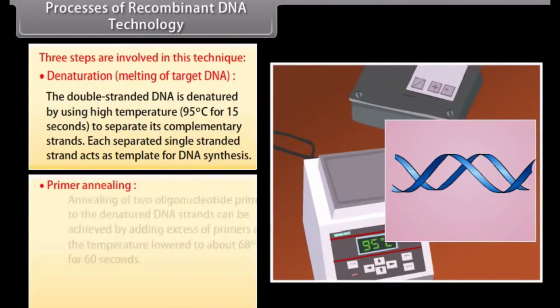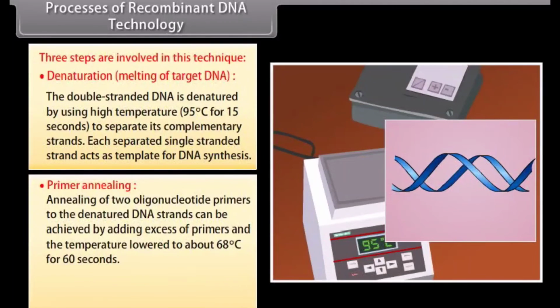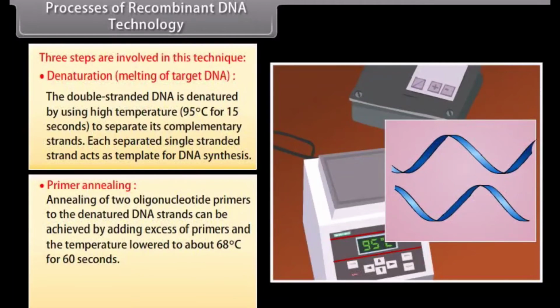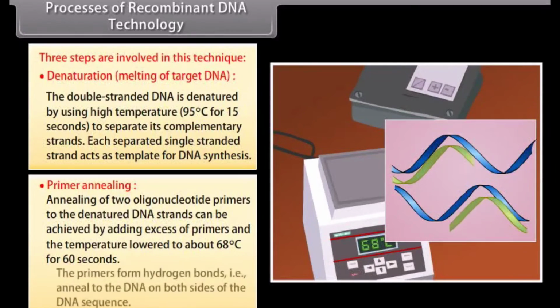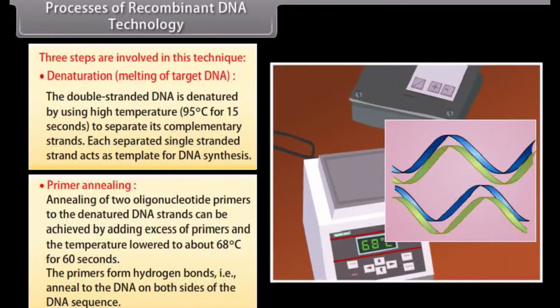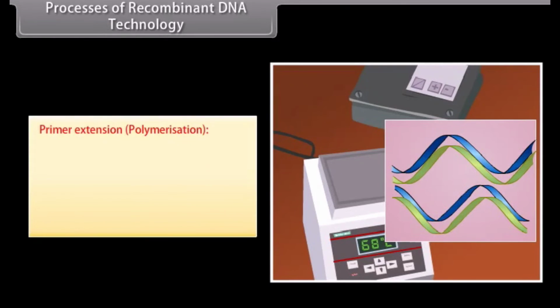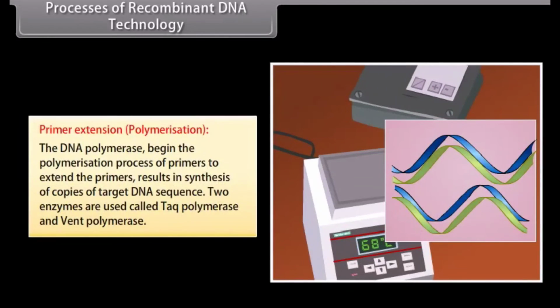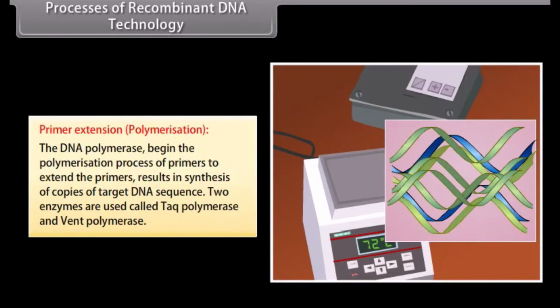Primer annealing. Annealing of two oligonucleotide primers to the denatured DNA strands can be achieved by adding an excess of primers and the temperature lowered to about 68 degrees Celsius for 60 seconds. The primers form hydrogen bonds and are annealed to the DNA on both sides of the DNA sequence. Primer extension, polymerization. The DNA polymerase begins the polymerization process of primers to extend the primers, resulting in synthesis of copies of the target DNA sequence. Two enzymes are used, called Taq polymerase and Vent polymerase.